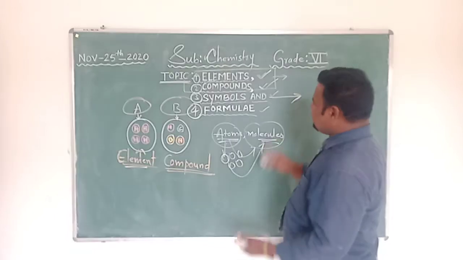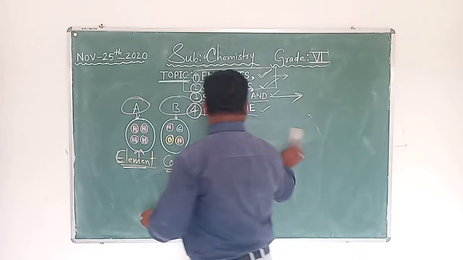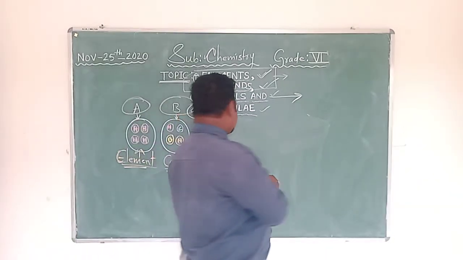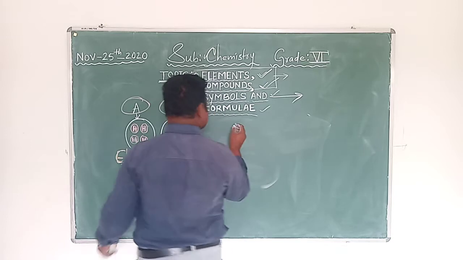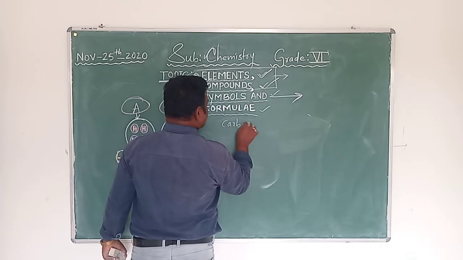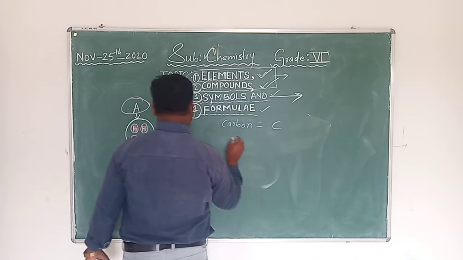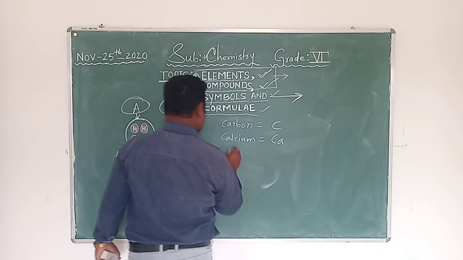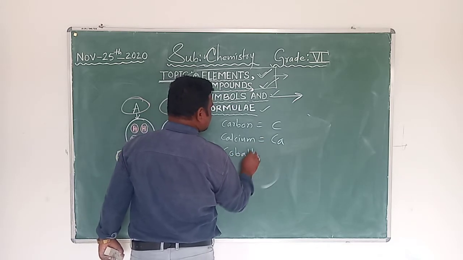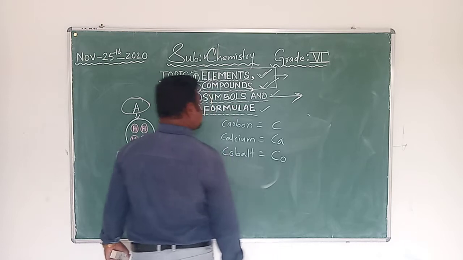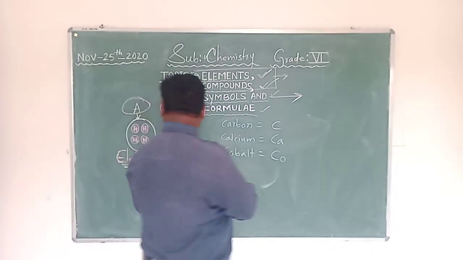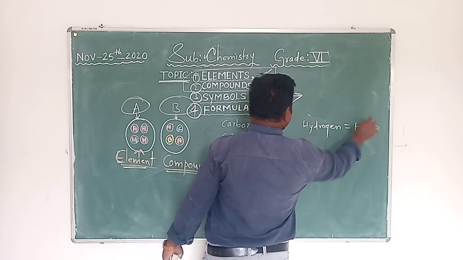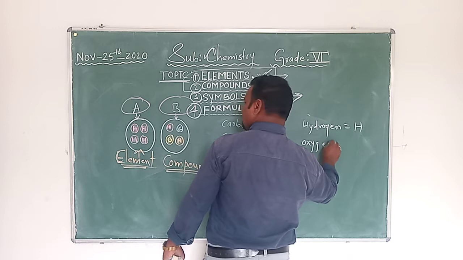Now further, come to symbols. Children, as we discussed before, scientists have named every element by giving it a symbol. For example, the symbol of carbon is C. The symbol of calcium is Ca. The symbol of cobalt is Co. Now see, children, similarly hydrogen: the symbol of hydrogen is capital H. Oxygen is O.